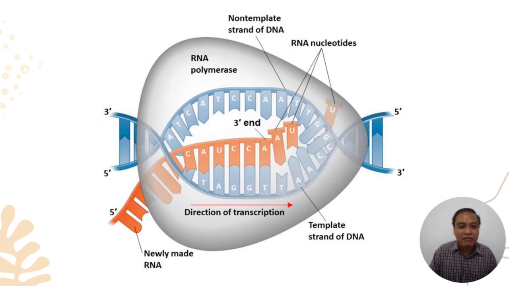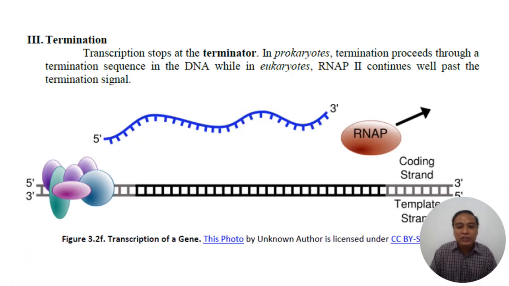So you have here the non-template strand, and then you have the template strand over here, and then here will be base pairing the RNA nucleotides with the DNA nucleotides of the template strand, eventually producing your mRNA. So that's the whole thing about the elongation process, where we're done with the initiation, we're done with the elongation. Now we proceed with the termination, wherein simply stated, the RNA production will now stop.